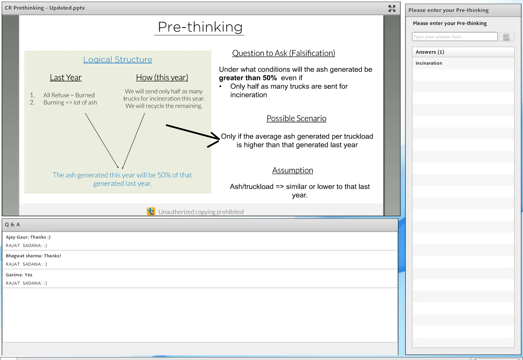And what is incinerated? Those truckloads, not trucks, but the truckloads of refuse, are incinerated as per the argument. So, do we care about recyclable stuff if we know we are only going to get half as many truckloads? No, we don't care about recyclable stuff. Why? Because what is burned is what's sent to me. And I know, given the information and the argument, that I'm going to get half as many truckloads.